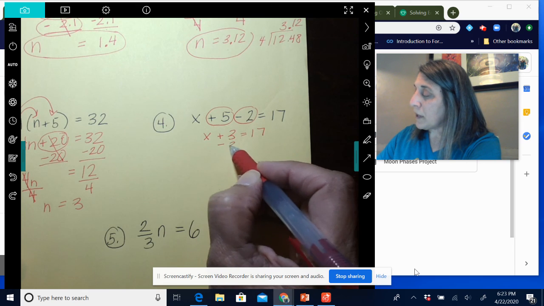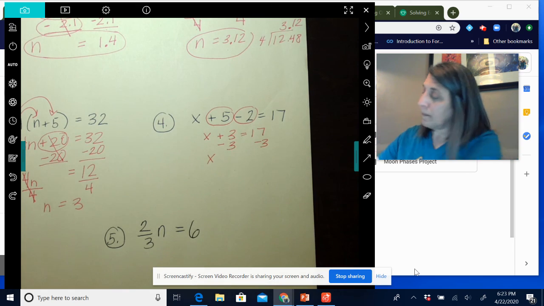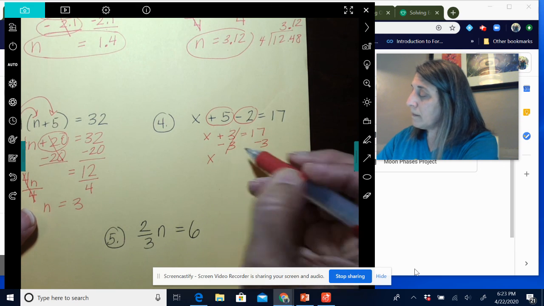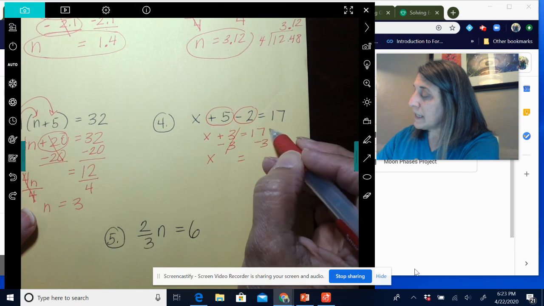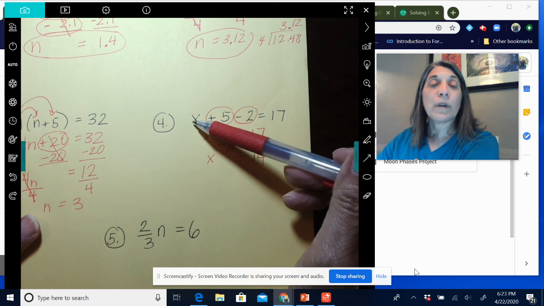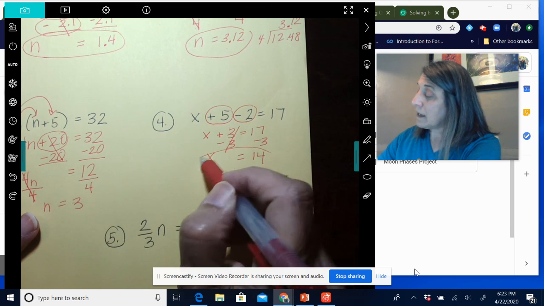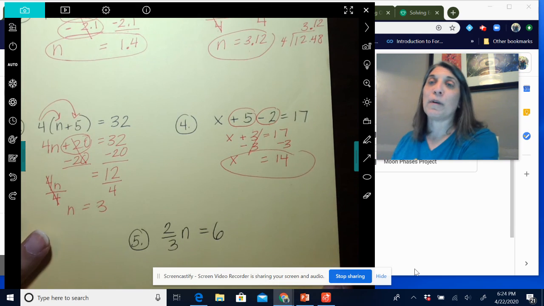Then I'm going to subtract my 3 from both sides so that my 3, quote unquote, goes away, right? These are a 0 pair. 17 minus 3 is 14. So does that make sense? If I go back here and put a 14, 14 plus 5 is 19, minus 2 is 17. And there's your answer. So I love the multi-step equations.